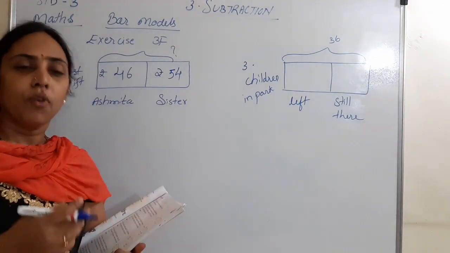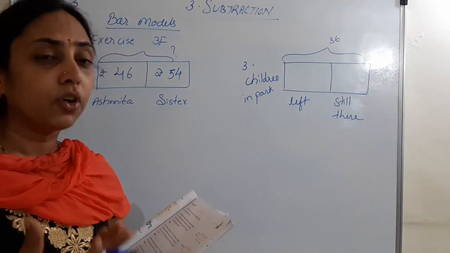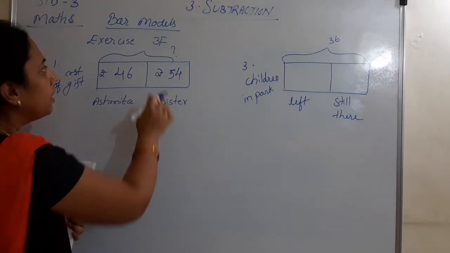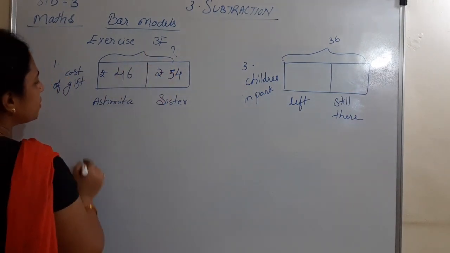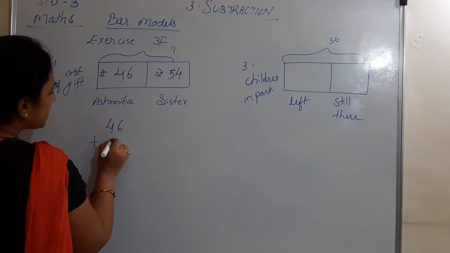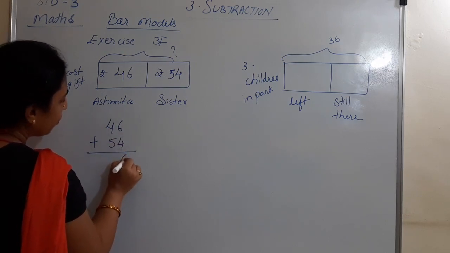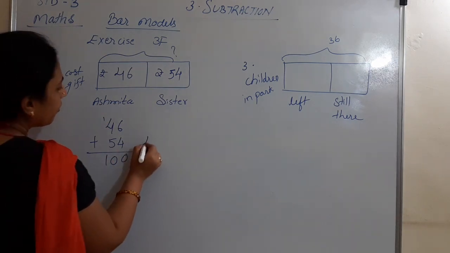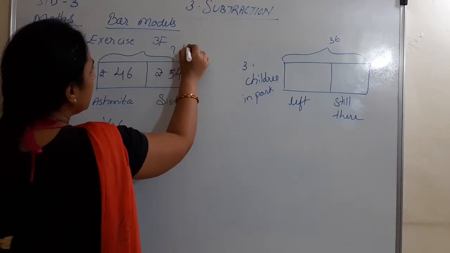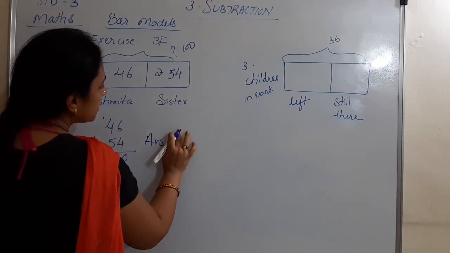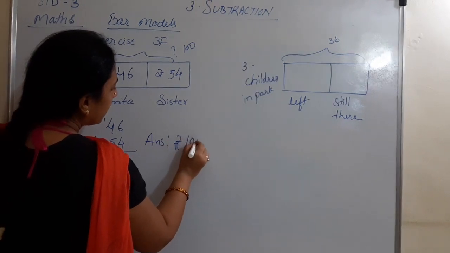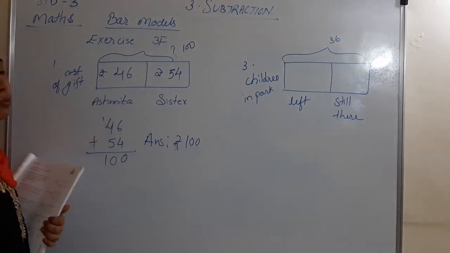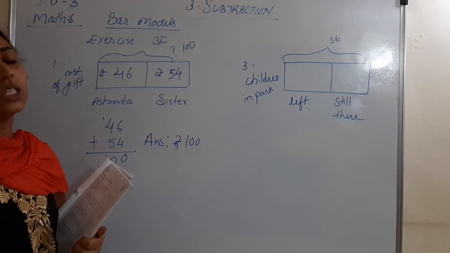Now the question is, what was the amount of the gift? How much have they paid for the gift? So she has given 46, she has given 54. So very simple, the amount of the gift will be the addition of these two numbers. So 46 plus 54, 6 plus 4, 10. Carry 1, 4 plus 1, 5, 5 plus 5, 10. Okay beta? So here it will come 100, and the answer is rupees 100. So they purchased the gift for rupees 100, in which Ashmita has given rupees 46 and her sister has given rupees 54.